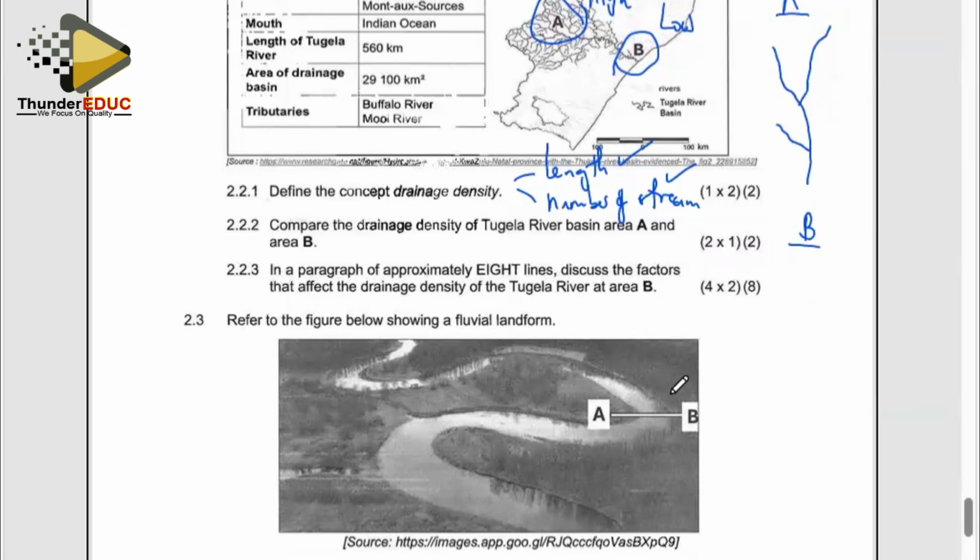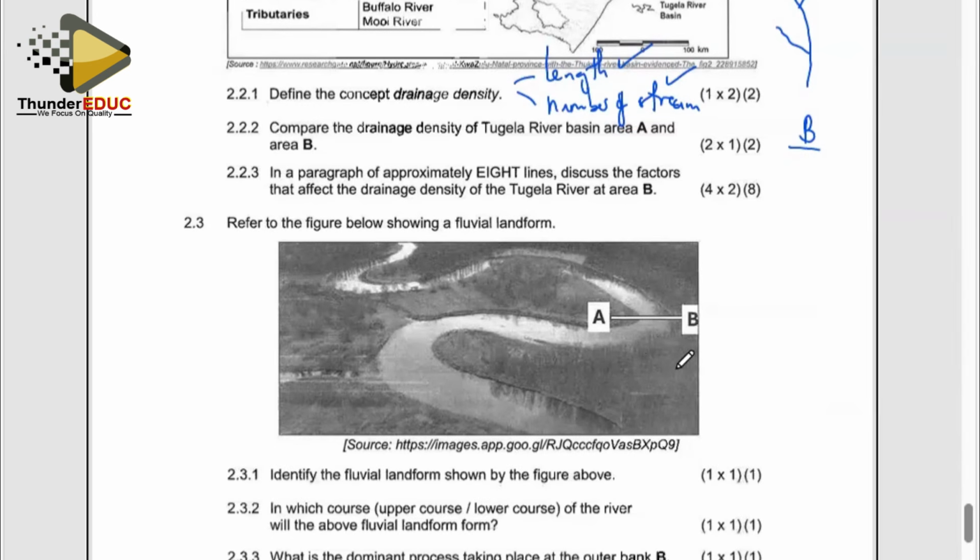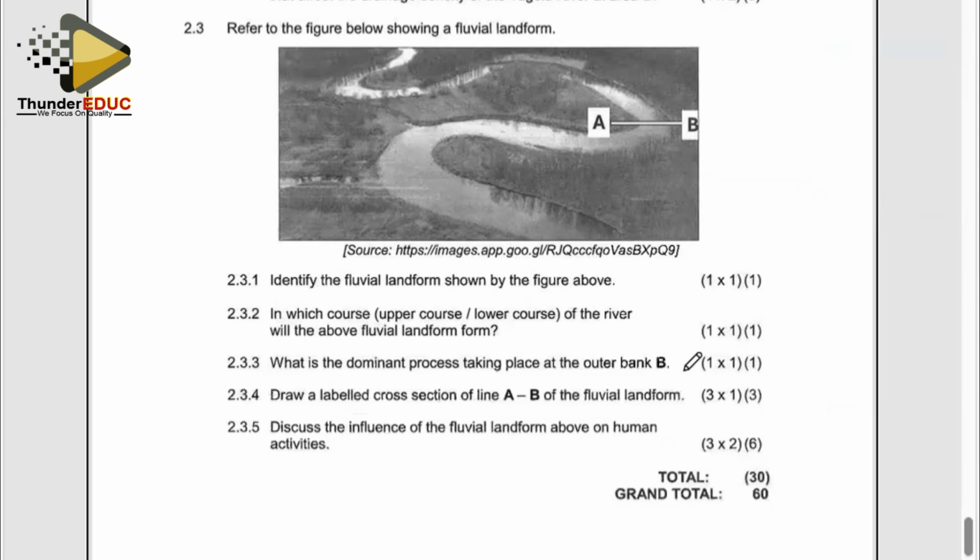In a paragraph of approximately 8 lines, discuss the factors that affect the drainage density of the Tugela River at area B. Right, I will try to simplify this. There is another question which we are going to look at, which is almost the same as this. So I'm not going to discuss again the same thing. I'm just going to highlight the question and we are going to see. Right, we want to look at factors that affect the drainage density at area B.